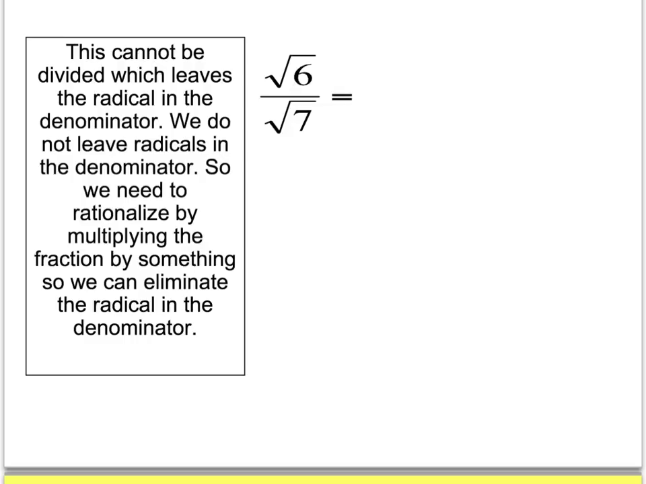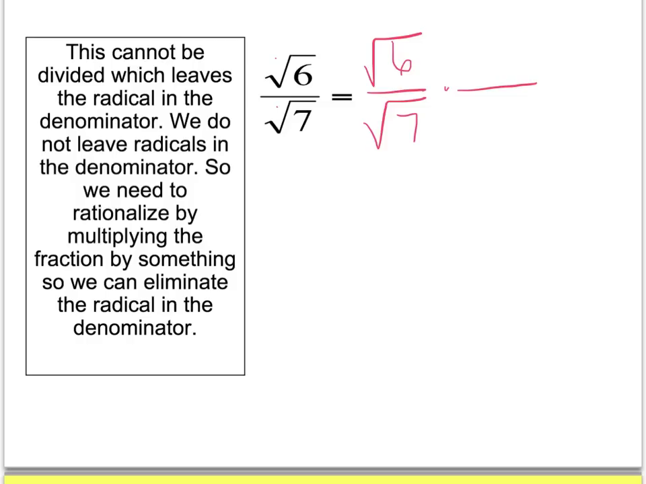Okay, so if we look at this particular example, you can see these are square roots, so I could theoretically do this division, except that I can't. 6 divided by 7 won't reduce. So what I'm going to do is rationalize the denominator. I'm going to take that square root of 6 over the square root of 7 and multiply it by something so that I end up with a perfect square. Now the key is I want that perfect square in the denominator because it's the denominator that I don't want the radical in.